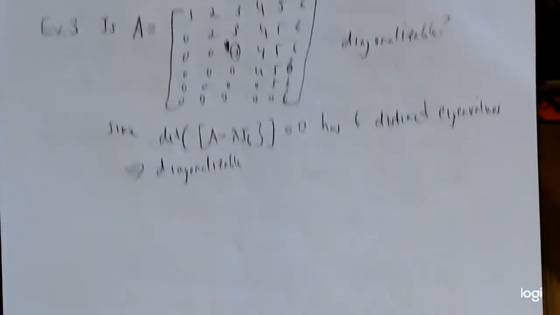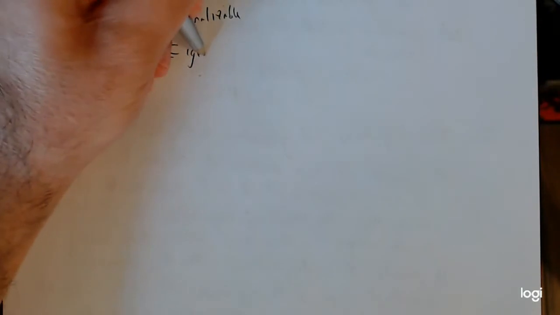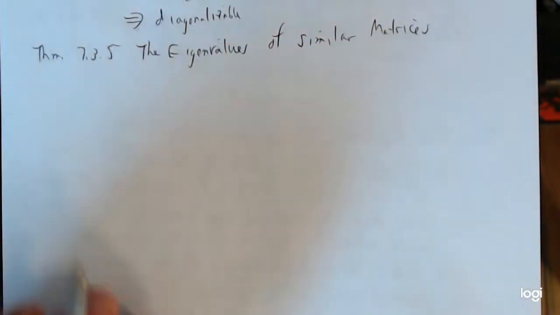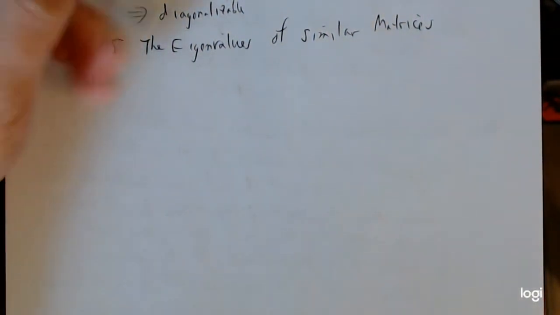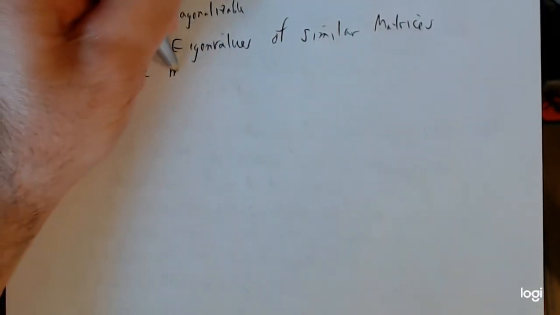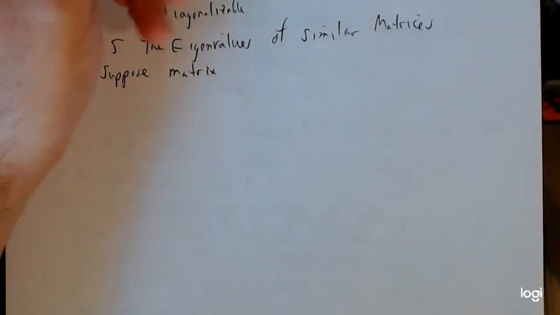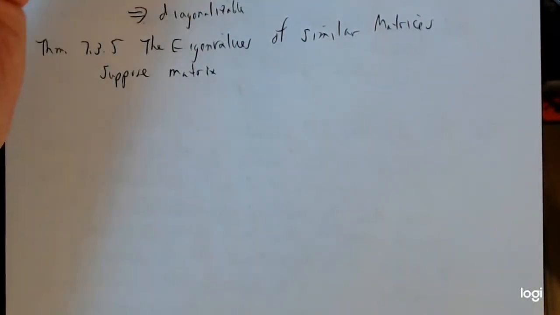Okay, so moving on to our next theorem. The eigenvalues of similar matrices. Let's go through this theorem and then we'll prove a part of it. The other parts will be pretty straightforward. We could talk through them like we did on the earlier theorems.